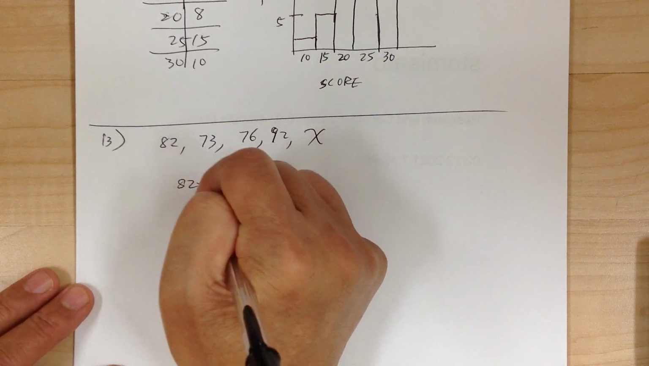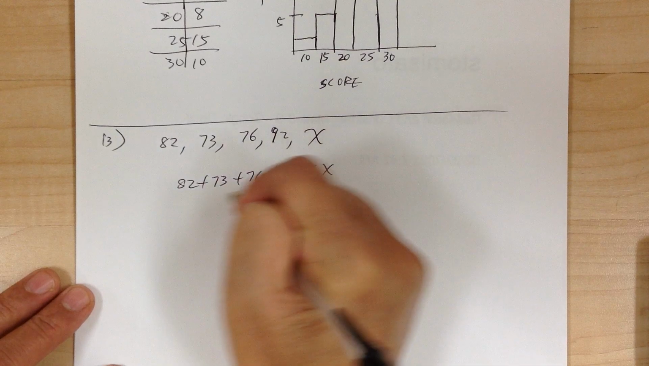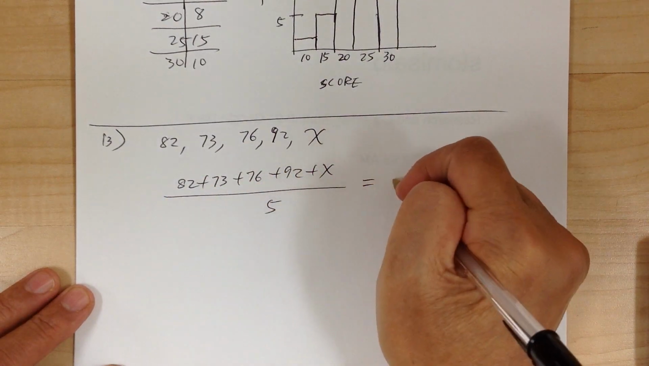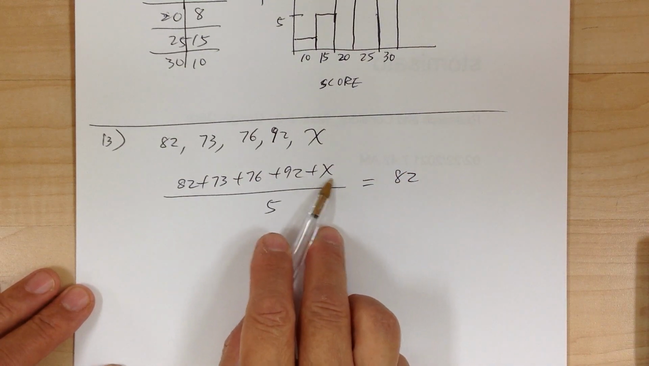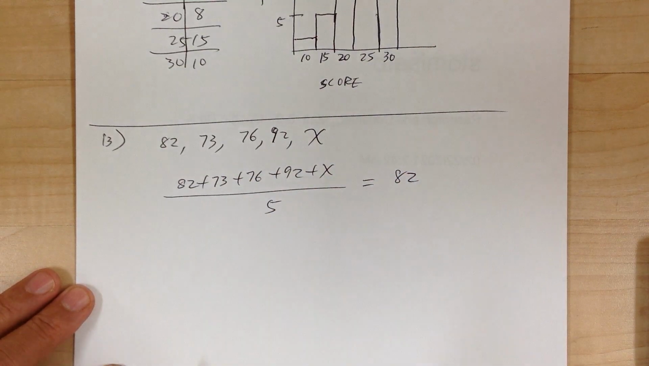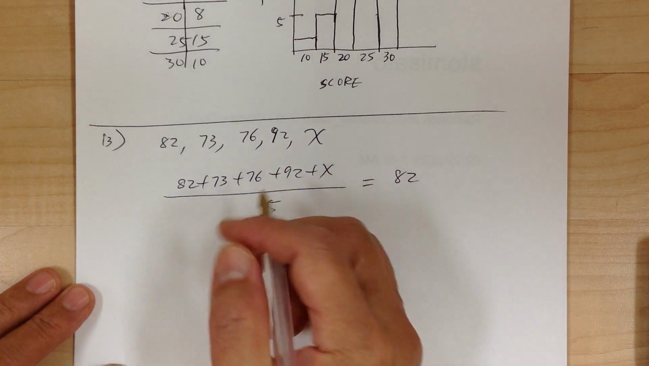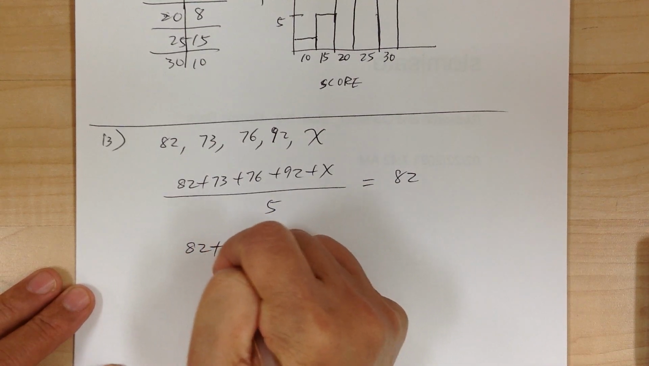You got 82 plus 73 plus 76 plus 92 plus X, divided by 5, right? To average 5 scores, divided by 5, and this will equal 82, right? Again, average is equal to the sum divided by the number of entries. Okay, so now you have to solve this equation. So cross multiply, and okay, let's do that. Just go and do one step at a time.